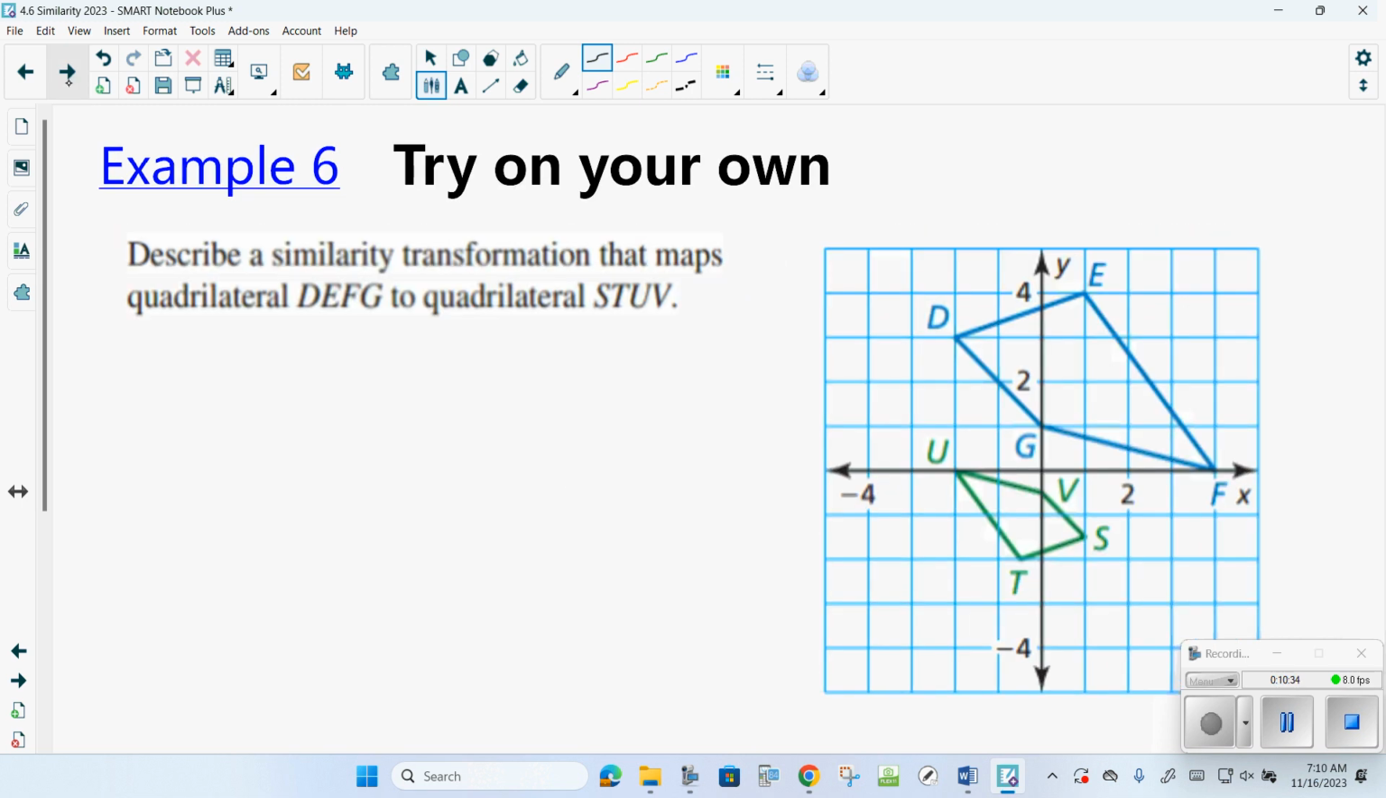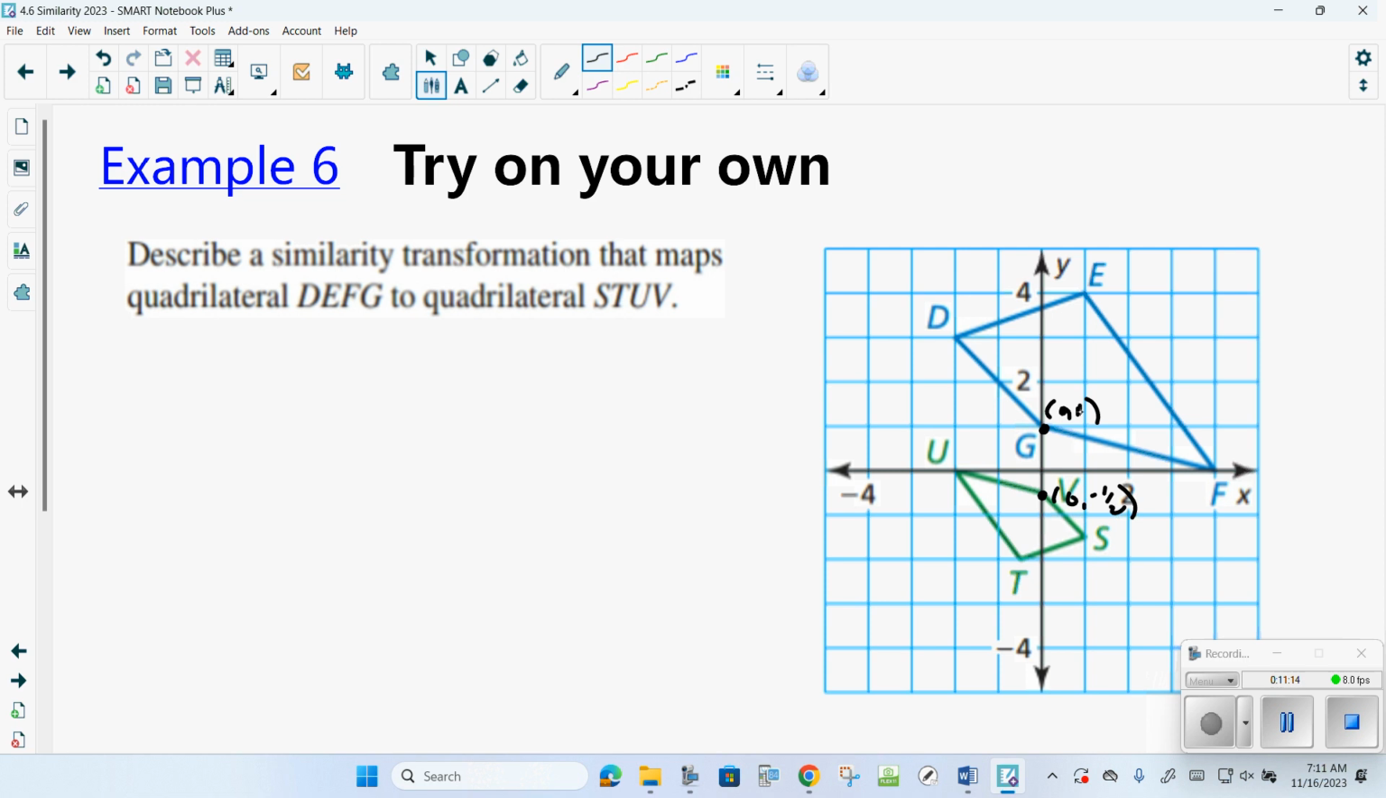Describe the similarity transformation that maps this. So again, I noticed that the original image is DEFG, or excuse me, DEFG, and the new one, it's been rotated and it's smaller. And so I always try to pick one point. So I notice that it's half, like this one is the 0, 1, and this is the 0, negative a half. And so that's a rotation, and it's also a dilation. So let's talk about the dilation first. And it actually probably could be then just one dilation.